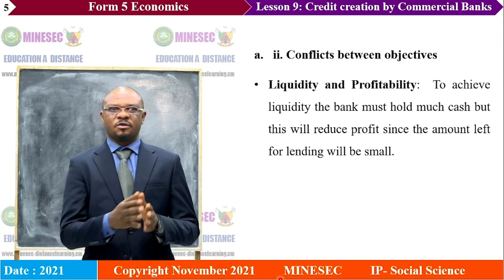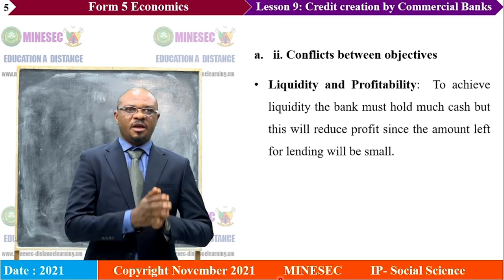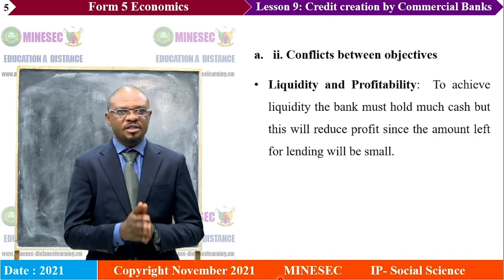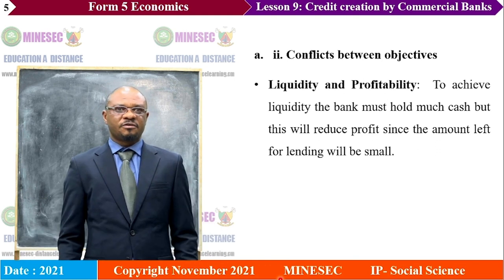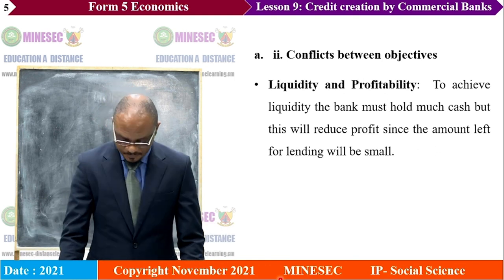Give out much loans, small amount will be available for liquidity. If you want to ensure that there will be liquidity all the time, then you will not give out loans. And when the bank does not give out loans, then the objective of profitability is sacrificed.